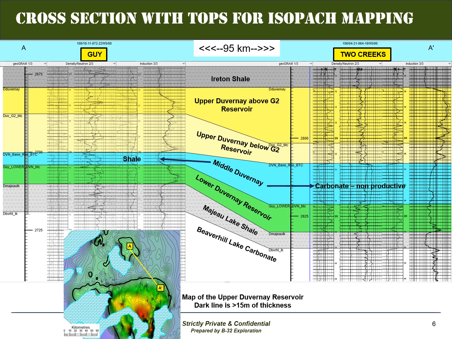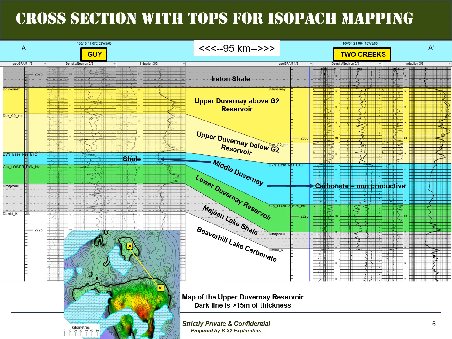The middle Duvernay is going to be interesting because in its thickest part, it represents a carbonate, which is non-productive. But as it thins up and moves towards the edge of where the reef systems are, you'll see that it transitions into a shale. So that whole carbonate to shale thing is quite unique to that particular layer within the Duvernay. Above that, in the yellow, is the meat of the sandwich. It's the upper Duvernay reservoir.